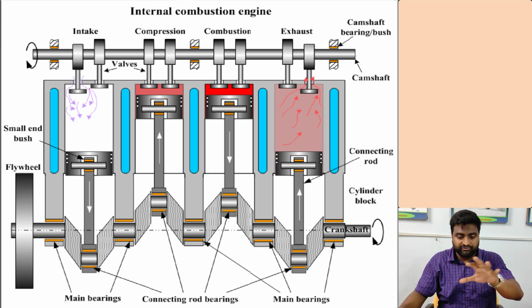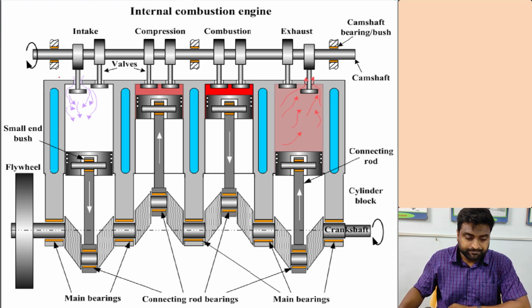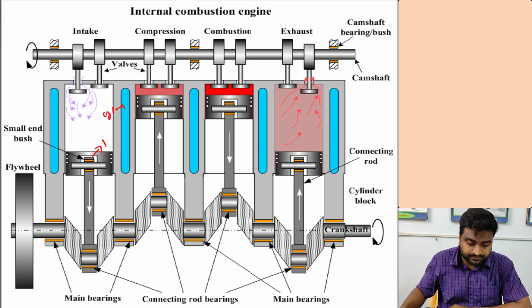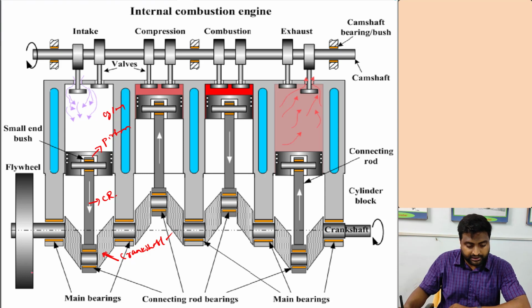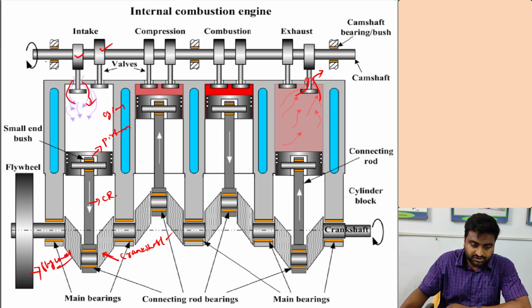Let me just briefly revise things. Coming to this: cylinder, piston, connecting rod, crankshaft, flywheel, then intake valve, exhaust valve. Okay, this is the intake. Exhaust, you can see the air is coming inside, and the burnt gases are going outside through the exhaust. So this is the cam or the camshaft.